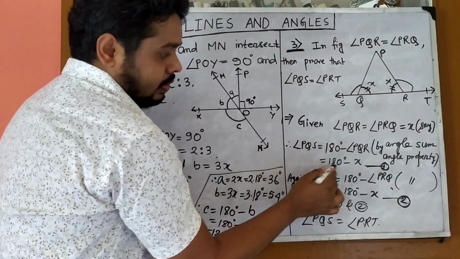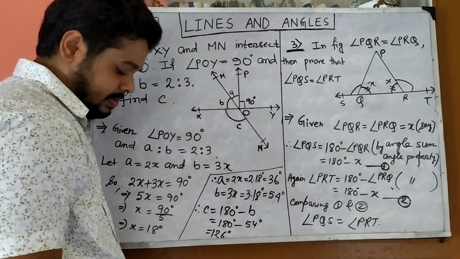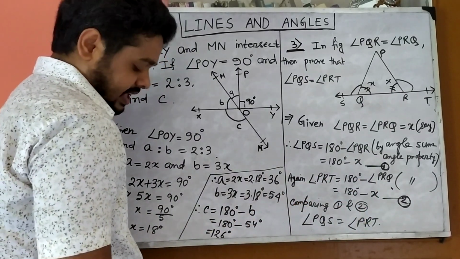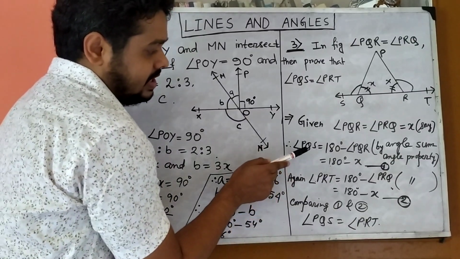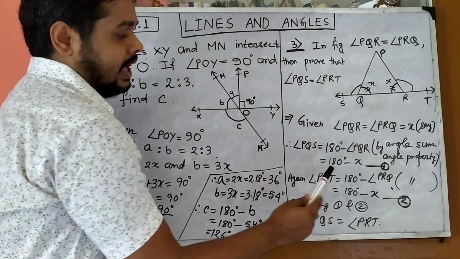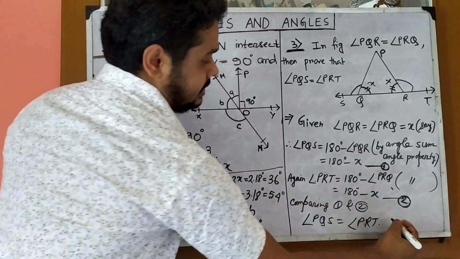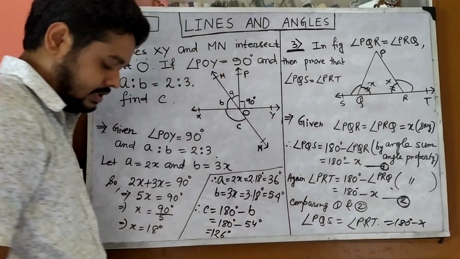Angle PQS equals 180 minus x and angle PRT is also 180 minus x. So comparing equation 1 and 2, we can write very easily angle PQS equals PRT, as both the value is 180 minus x. Clear?